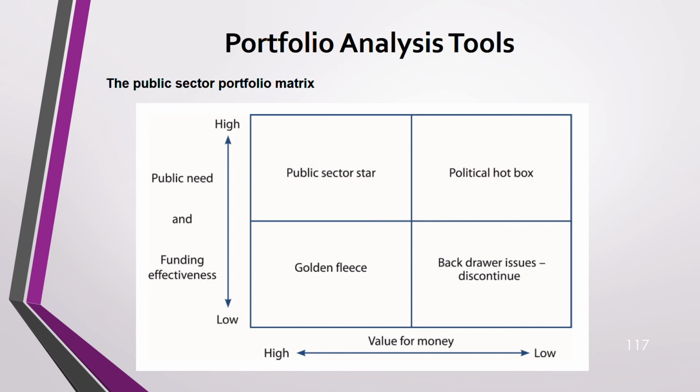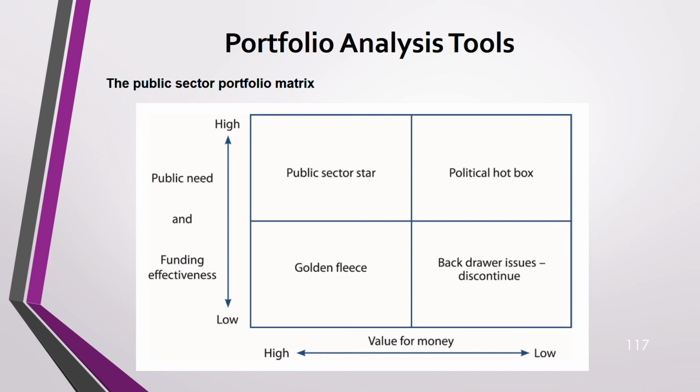This is how it looks. Here also we have high, low, and the four quadrants are there. So when your public effectiveness and the value for money both are high, it's a public sector star. Same like how in a BCG matrix when market share and market growth were high, it's a star. Here it's a public sector star. So this is the easiest way for you to remember. Most of the time, I have not seen a question where this portfolio came, but that does not mean that for your exam it might not come.